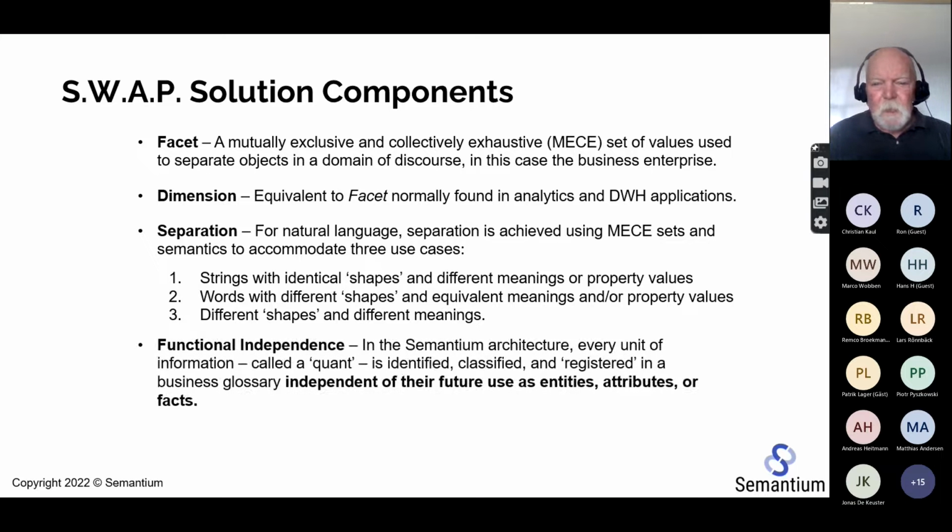Functional independence, again: every unit is called a quant. When they are identified, classified, and registered, which simply means they're recorded in the graph, they can be used anywhere.